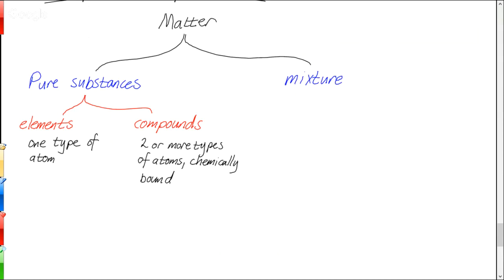Mixtures, on the other hand, can be separated physically. So not just chemically, but physically. What's the difference between separating something physically versus chemically?